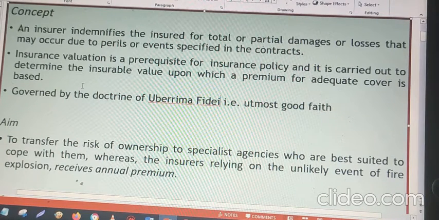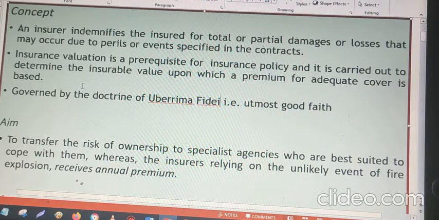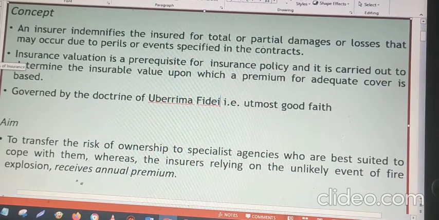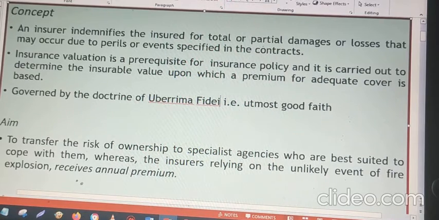The aim of insurance is to transfer the risk of ownership to specialist agencies who are best suited to cope with them, whereas the insurers, relying on the unlikely event of fire or explosion, receive an annual premium. Contracts of insurance are governed by the doctrine of uberrima fides, that is, utmost good faith. All parties to an insurance contract are legally bound to disclose all material information necessary to execute the contract. Most other commercial contracts are governed by the doctrine of caveat emptor.